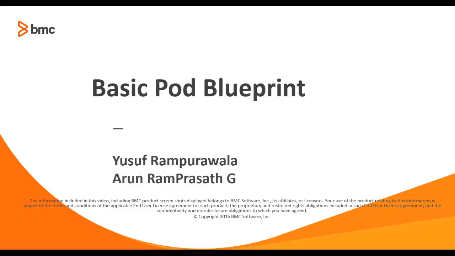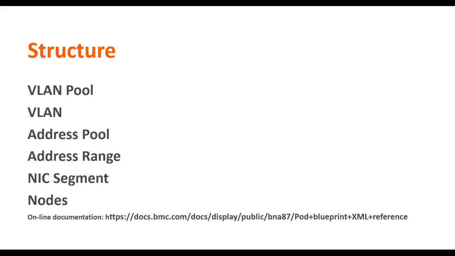In this video, we will see how to create a basic pod blueprint by looking at a simple use case that involves one management network and two container level networks. A basic pod blueprint includes VLAN resources, address resources, and NIC segments.